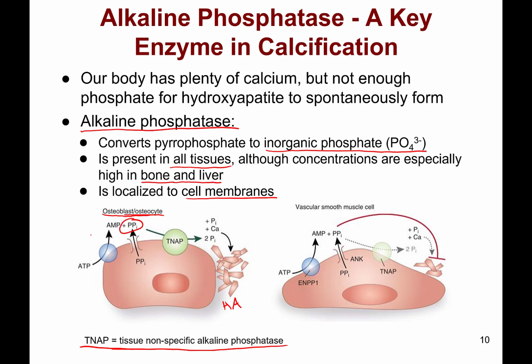So these concentrations are really high in bone cells, but we also have them in our cardiovascular system too. Here this is showing vascular smooth muscle cells, and the enzyme here is really faint, indicating that there's not as much of it there, but it is there, and it serves the same purpose. It converts pyrophosphate to phosphate ions, and then that gives us the building blocks we need for hydroxyapatite. So this is why we can get pathological calcification in other tissues.